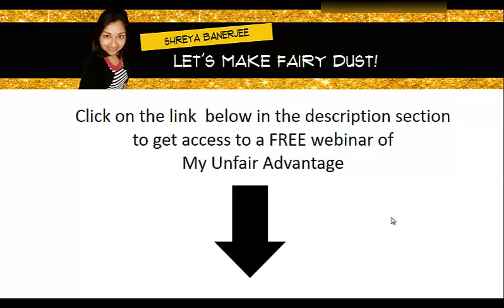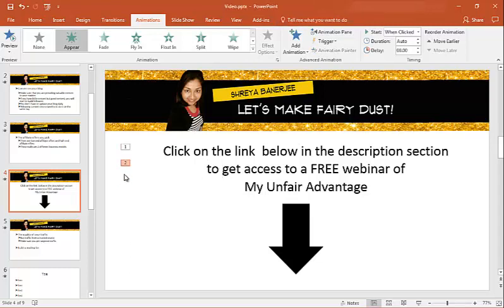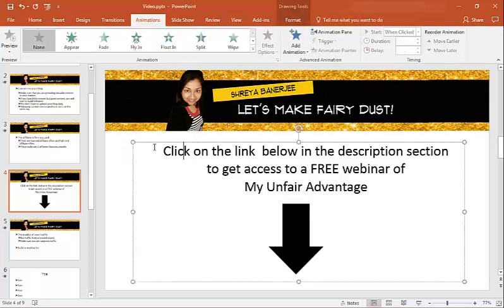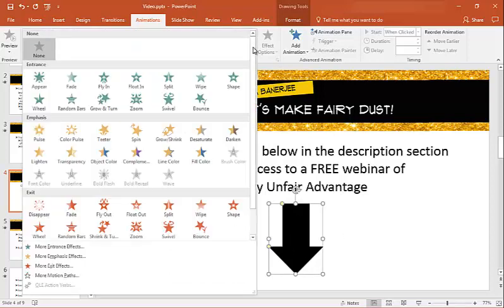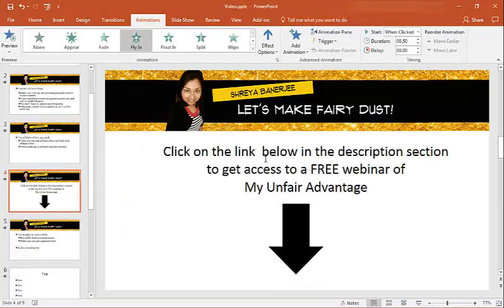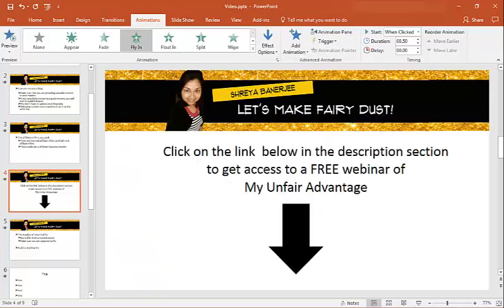Okay, so it's doing each row separately. What we will do is let's just get rid of all of that animation. And I just want the arrow to come in, but I want it to fly in. So fly in. And right now it's flying in from the bottom. I want it to fly in from the top to the bottom. So the way you would do that is click on Effect Options, and then you select from top. So it'll look like that.